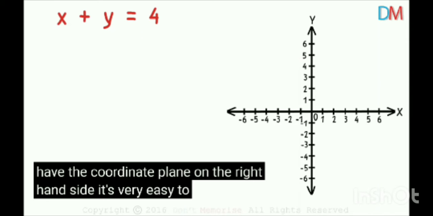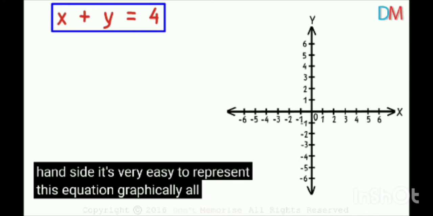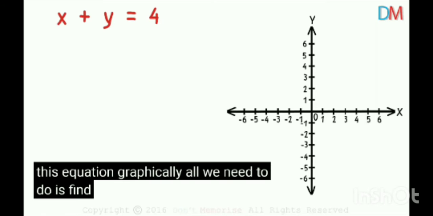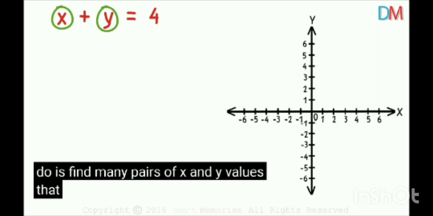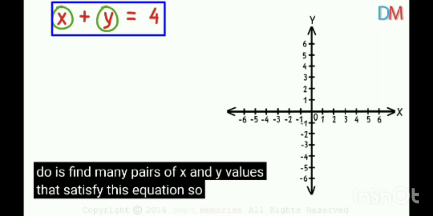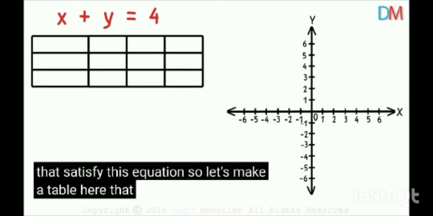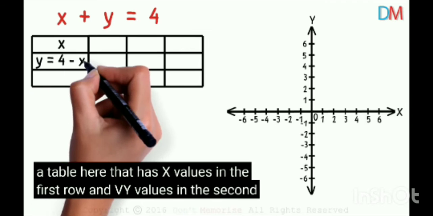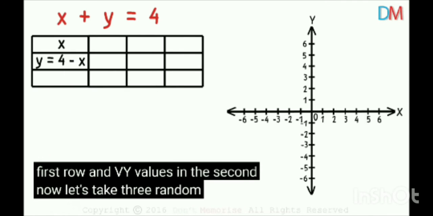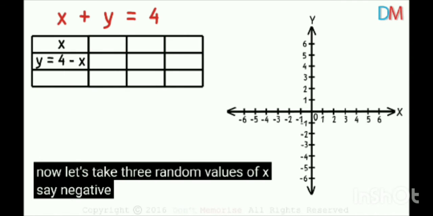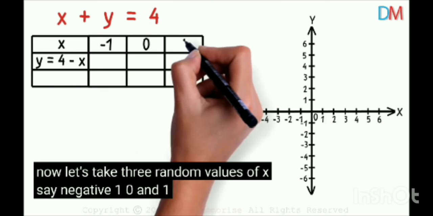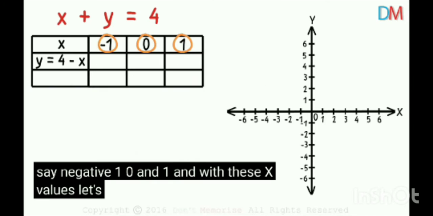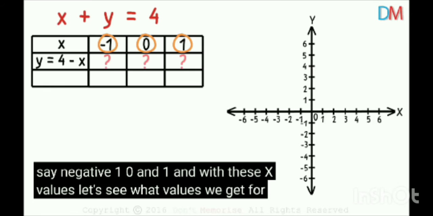It's very easy to represent this equation graphically. All we need to do is find many pairs of x and y values that satisfy this equation. So let's make a table here that has x values in the first row and y values in the second. Now let's take three random values of x, say -1, 0 and 1. And with these x values, let's see what values we get for y.